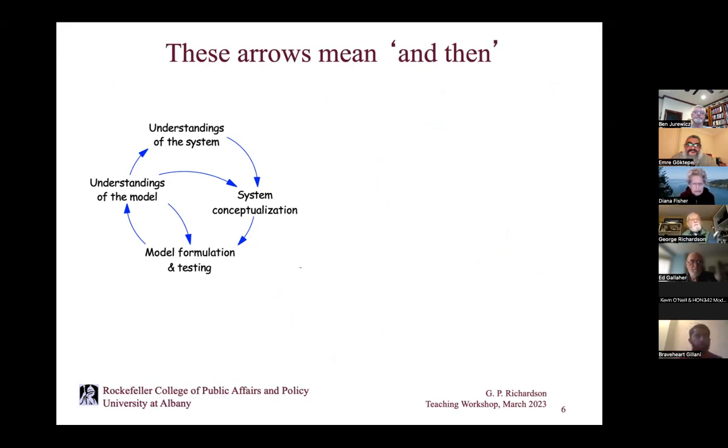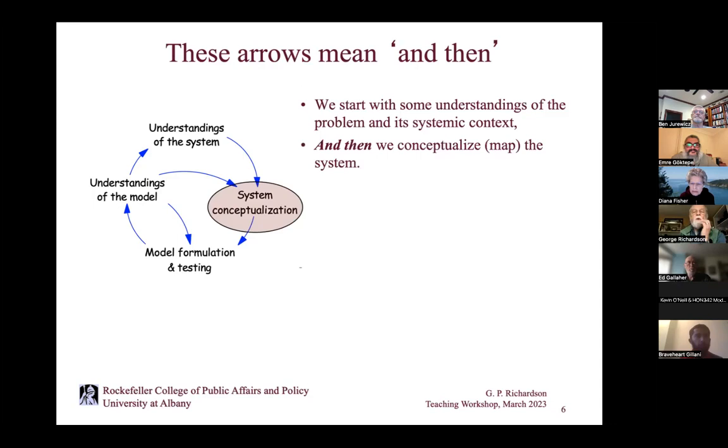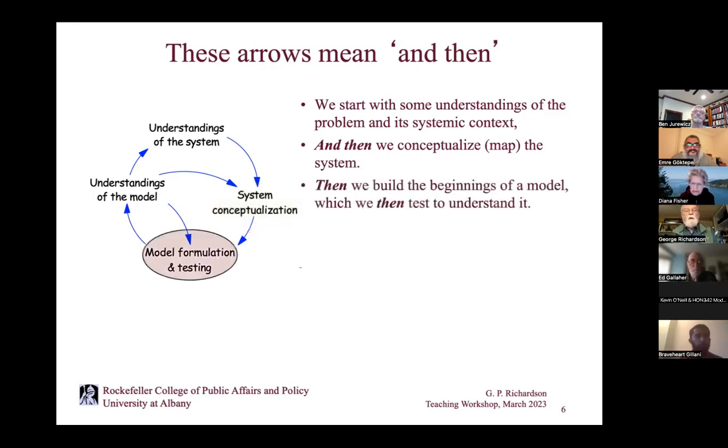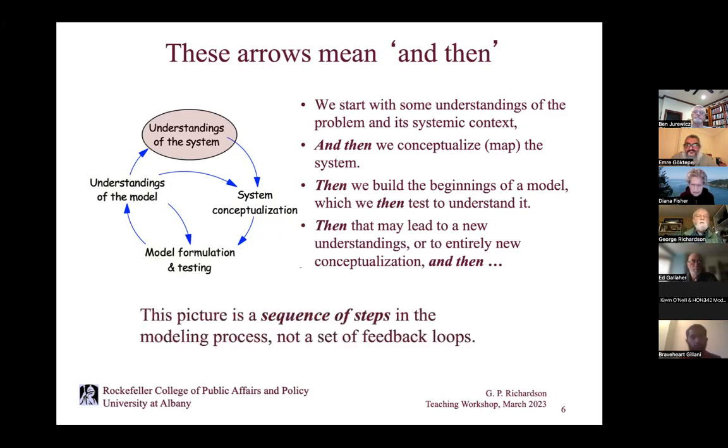But in fact, that's not a feedback loop, or actually a set of 3 feedback loops, because those arrows mean "and then." We start with some understandings of the system, and then we conceptualize or map the system. And then we build understandings of a model, which we then test and understand. Then that may lead to new understandings or an entirely new conceptualization, and so on. This is a picture of a sequence of steps in the modeling process. It's not a set of feedback loops. So I hope I didn't fool anyone with that.